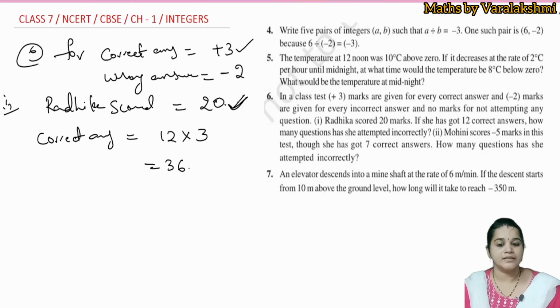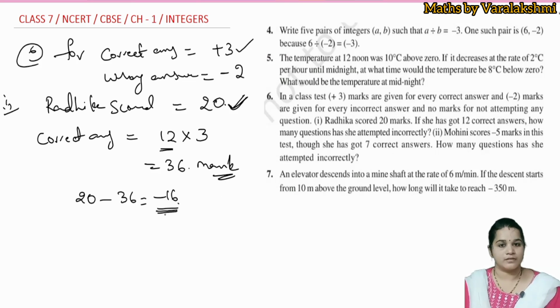Radhika scored 20 marks on the whole, but she wrote all the 12 correct answers. So for all the 12 correct answers, she got 12 into 3, that is 36 marks. But on the whole she got 20 only, which means she had attempted some wrong answers. So we need to subtract the correct answers' marks from the total marks she got, which is equal to minus 16.